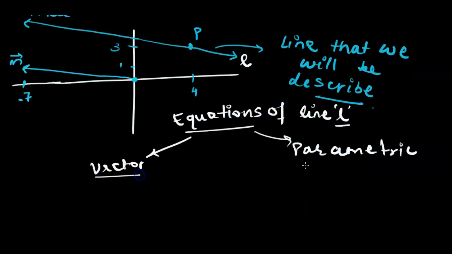Before writing the equations, we need to know their general form, or the general way of writing the equations. So the general vector equation is r = r₀ + tm, where r₀ is the point that lies on the line. Here it's going to be describing the point P, and m is the direction vector of that line that we're writing the equation for. t is just a constant.